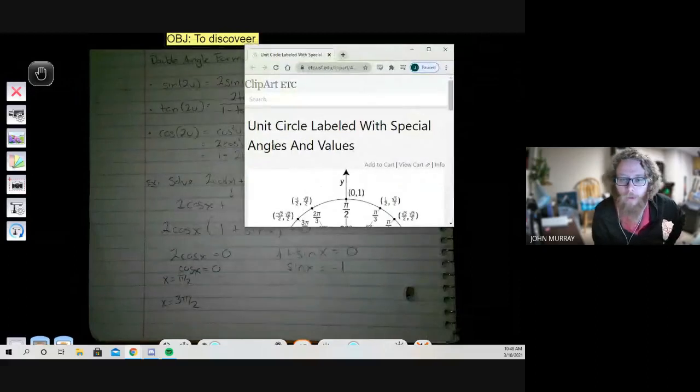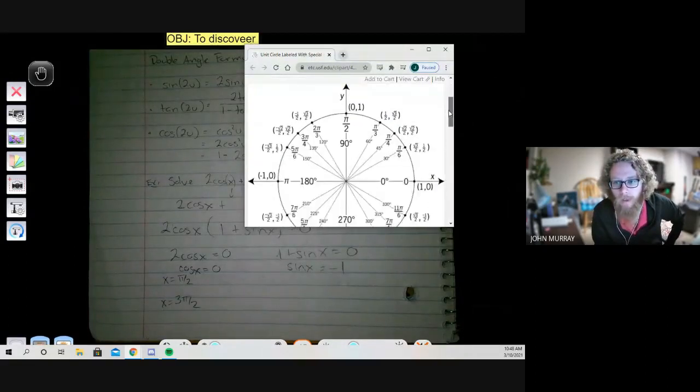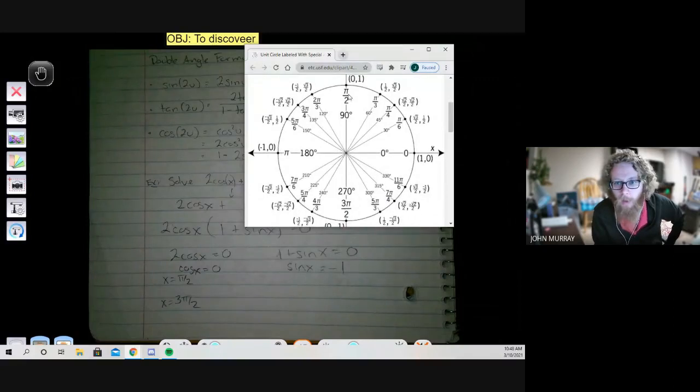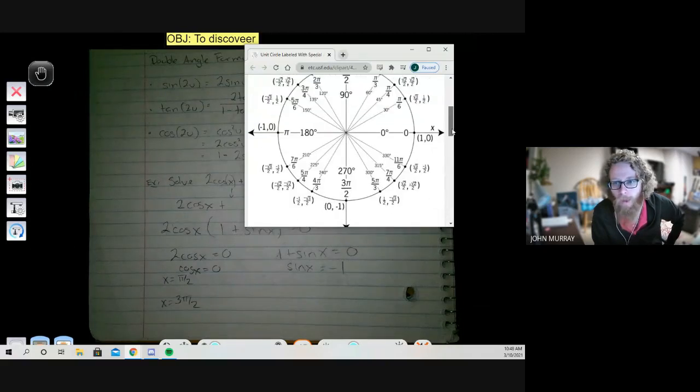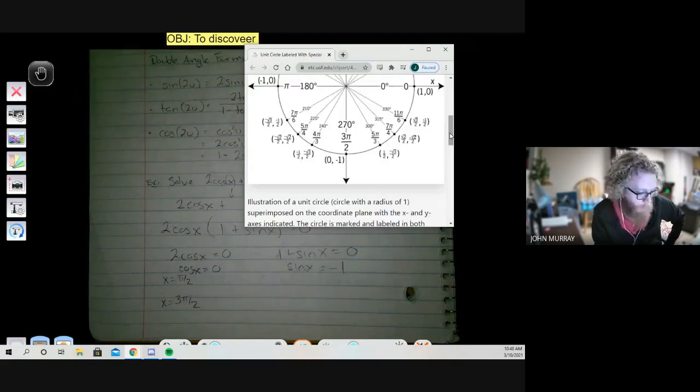So again, first I was looking for where cosine of x equals 0. So I'm looking for x values that are 0, which was up here at pi over 2, and then down here at 3 pi over 2. And now I'm looking where sine of x equals -1. So where's my y value equal to -1? Well, that's also down here at 3 pi over 2.